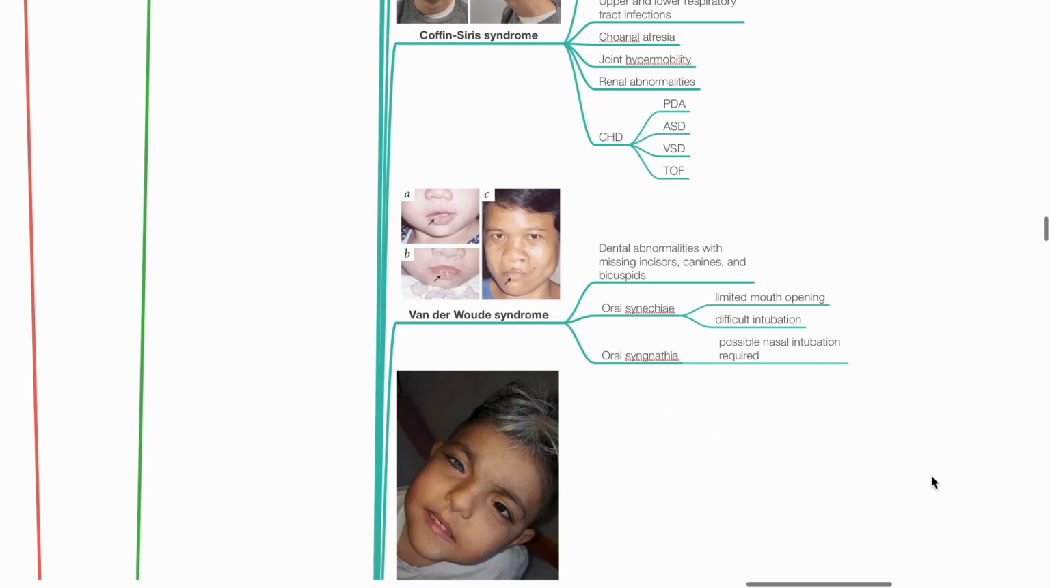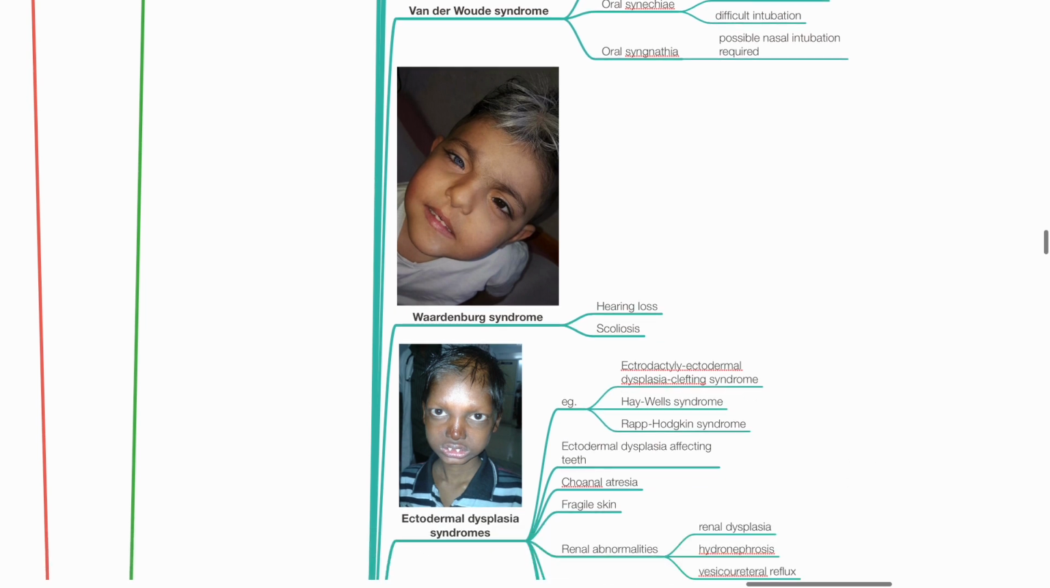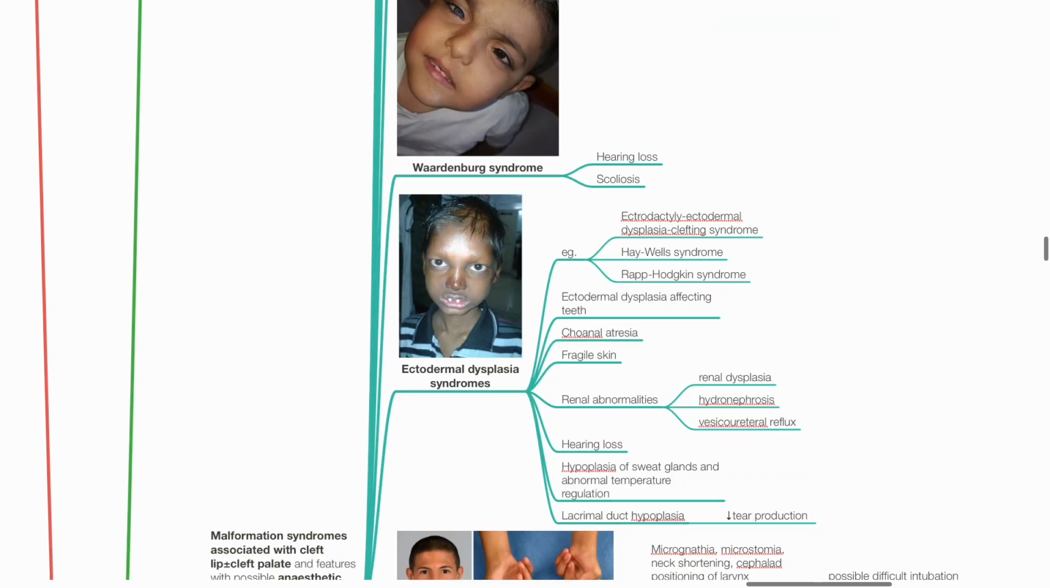Van der Woude syndrome. Features include dental abnormalities, oral synechiae limiting mouth opening, oral syngnathia, and may necessitate nasal intubation. Waardenburg syndrome. Features include hearing loss and scoliosis. Ectodermal dysplasia syndromes. Features include dental abnormalities, choanal atresia, fragile skin, renal abnormalities such as dysplasia, hydronephrosis, and vesicoureteral reflux, hearing loss, hypoplasia of sweat glands, abnormal temperature regulation, and lacrimal duct hypoplasia.